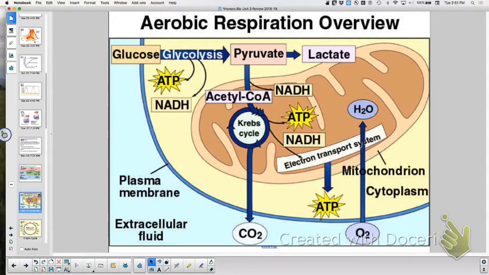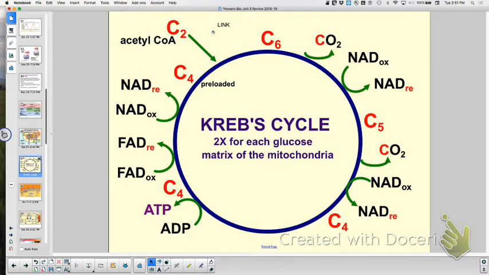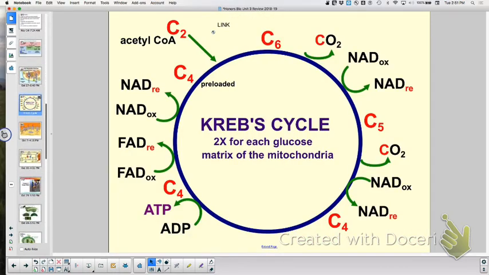Remember your structures of where everything occurs. Okay? So glycolysis, right, is in the cytoplasm. Transition prep, we move into the mitochondria, right? And then our Krebs cycle is inside the matrix of the mitochondria. Electron transport chain occurs on the cristae of the mitochondria. Good with all that? Okay, here's a picture of the Krebs cycle if you needed a reminder of it.